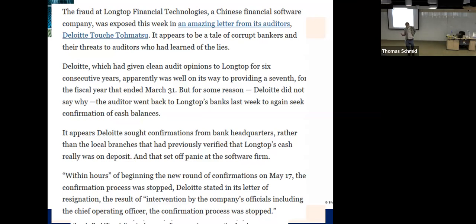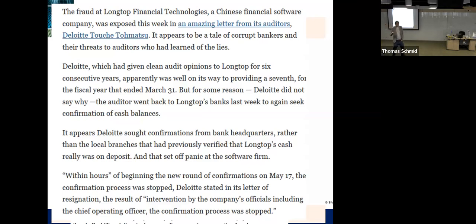Until Deloitte became a bit suspicious because some other things didn't really add up, and then the next year they did not call the local bank branch, but they called the headquarter of the bank. And then the headquarter of the bank said, oh no, sorry, there is no money on that account. So basically they just colluded with one or two persons at this local bank branch. And the local bank branch persons then just told the auditor, yeah, the money is there. And that was enough to keep this scheme going for multiple years.